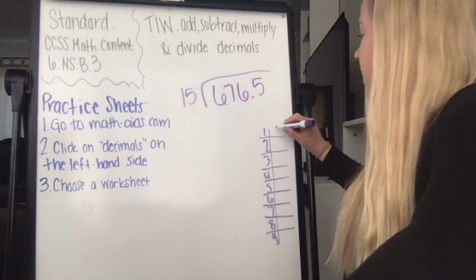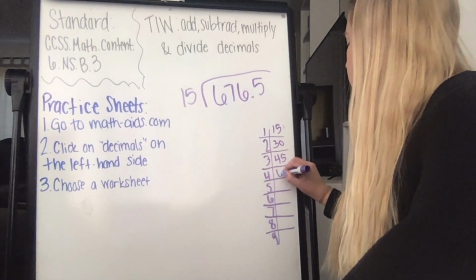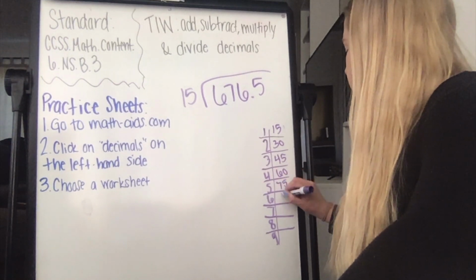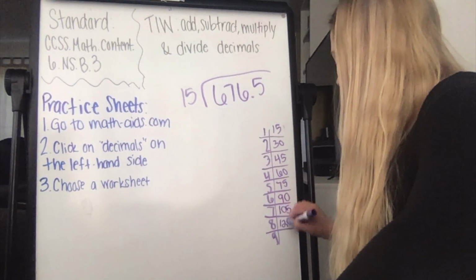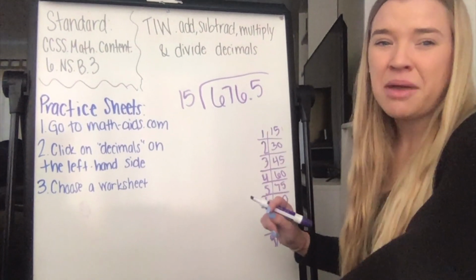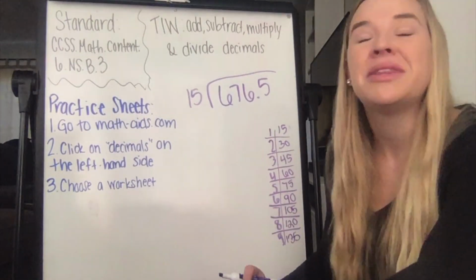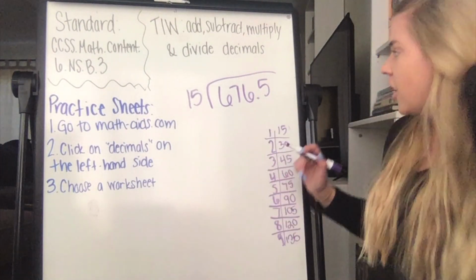Okay, so 1 times 15 is 15, 30, 45, 60, 75, 90, 105, 120, and 135. That might be really hard to read, so I apologize. That's why you wrote it down on your paper too, your reference sheet.